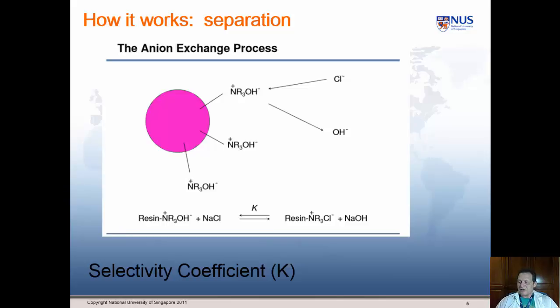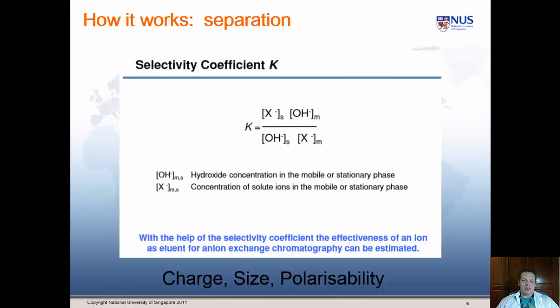So, selectivity coefficient, that's the basis of our separation here, and if we were to put that mathematically as chemists, we would have basically the hydroxide ion in the mobile phase multiplied by the halide ion, in this case chloride, in the stationary phase, divided by the hydroxide ion in the stationary phase, and divided by the chloride ion in the mobile phase. So, by using the selectivity coefficient, this is how we actually establish how good a separation system we've got, and we'll talk more about that in a moment.